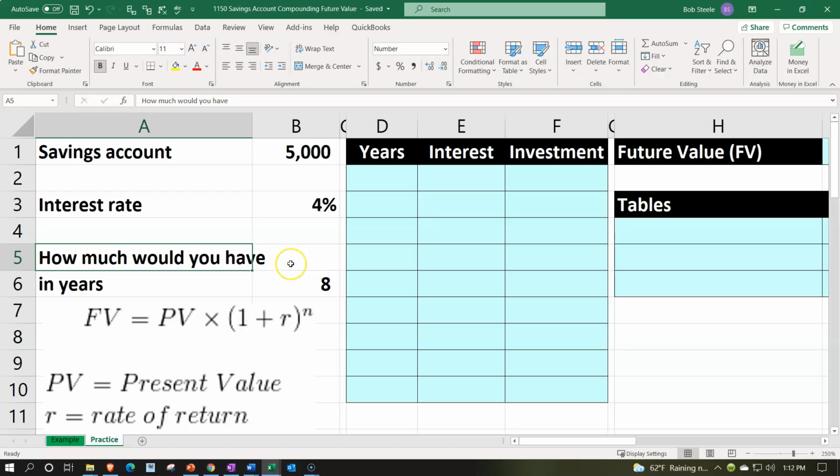So we're going to say, how much would you have in 8 years? If you held the money in the savings account, getting 4%, compounding annually in our practice problem, how much would you have in 8 years?